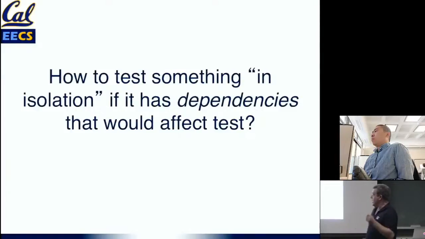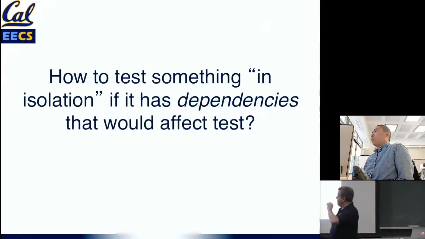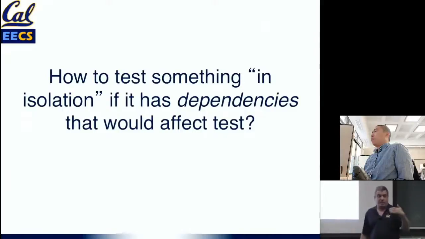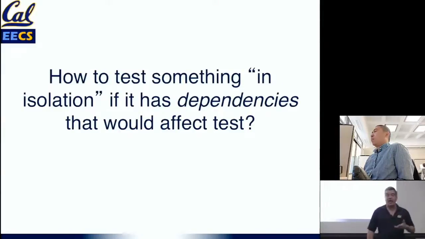Or in general, how do you test code in isolation if it has dependencies that would affect the test? And in the example that I gave just now, the dependency is a little bit weird because it's a dependency on what appears to be what the date is. But there are dependencies that are much more mundane and that you still have to deal with.